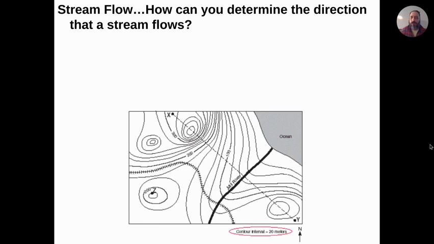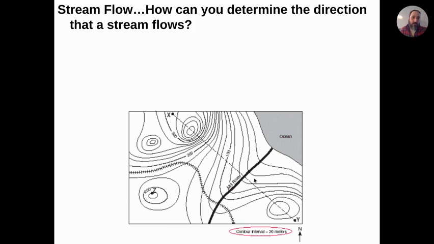So the first part of this, we're going to be talking about stream flow direction and how to figure that out based on your contour map. So we've got a map right here with Mill River listed, and we're going to try and figure out how to determine what direction this river is flowing just by looking at the map.